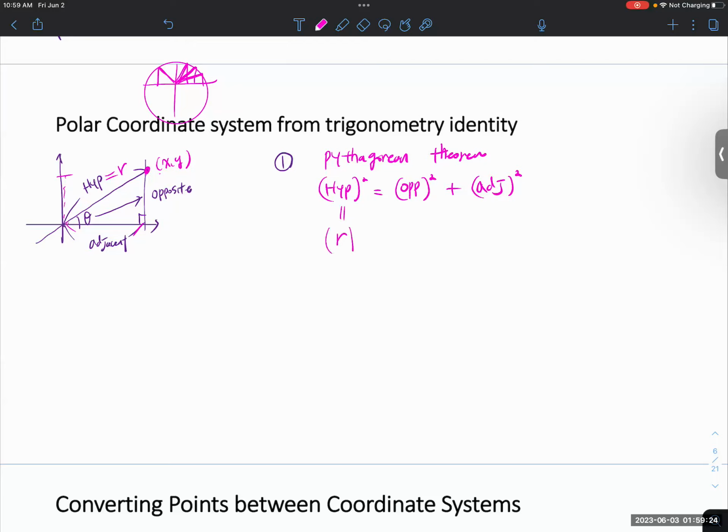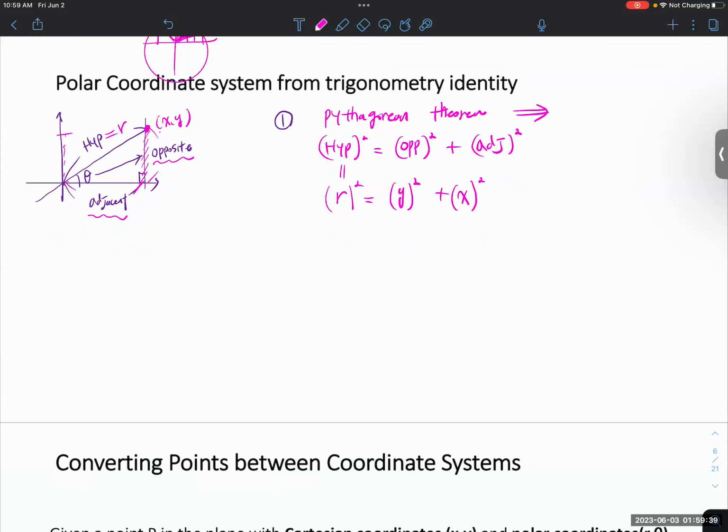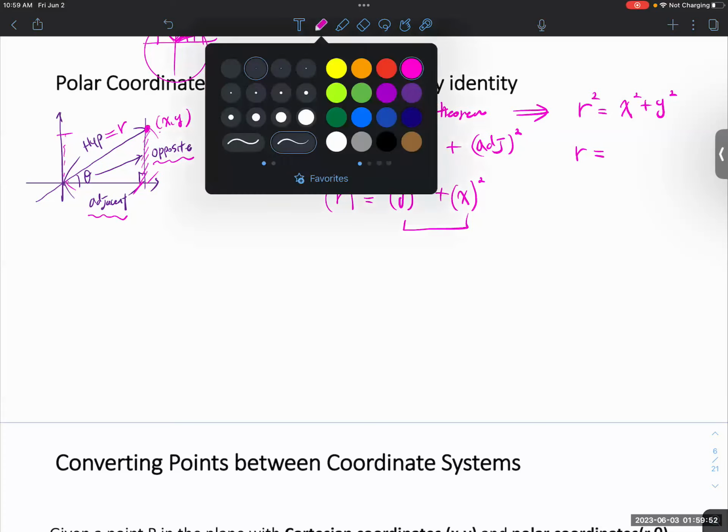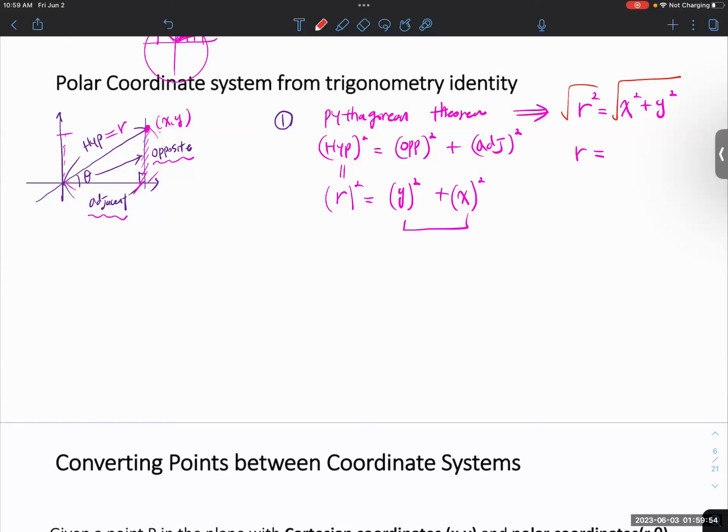So radius squared equals, opposite is what? This is the y, right? This is y squared, and then adjacent is x squared. So that's why the Pythagorean theorem means r to the second power equals, I can change that order, x second power plus y second power. And then we can solve for the radius by putting the radical on both sides. So r equals x squared plus y squared with the radical.